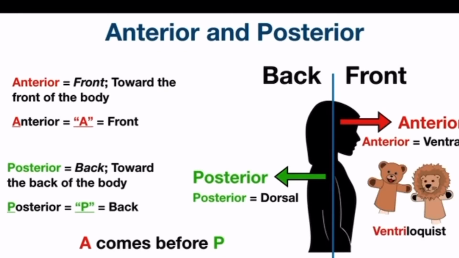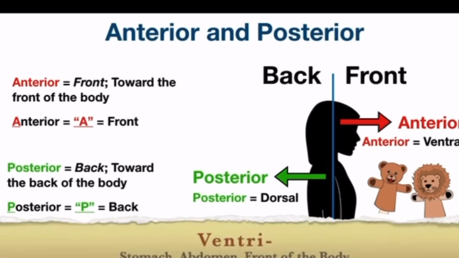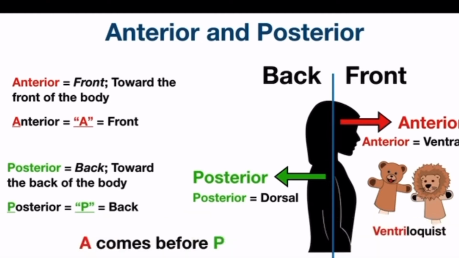For ventral, you can think of a ventriloquist, which literally translates to stomach talker. We learned in our medical prefix video that the prefix ventri refers to the stomach, abdomen, or front of the body. This can help you remember ventral means anterior. For dorsal, you can think of a dorsal fin on the back of a fish to help you remember dorsal means posterior.